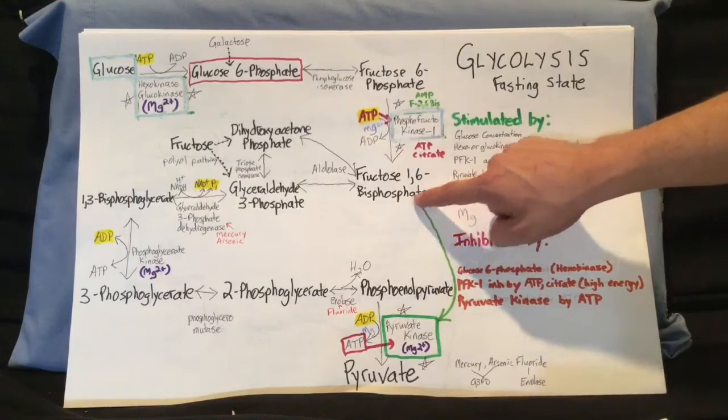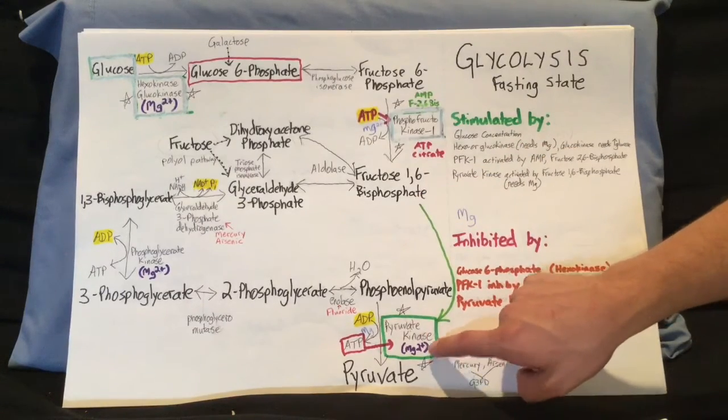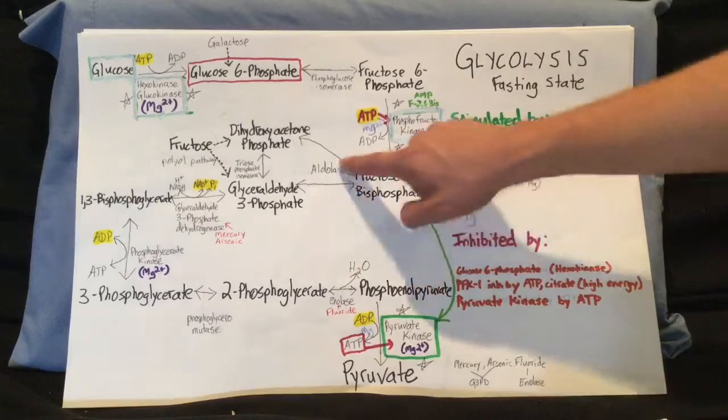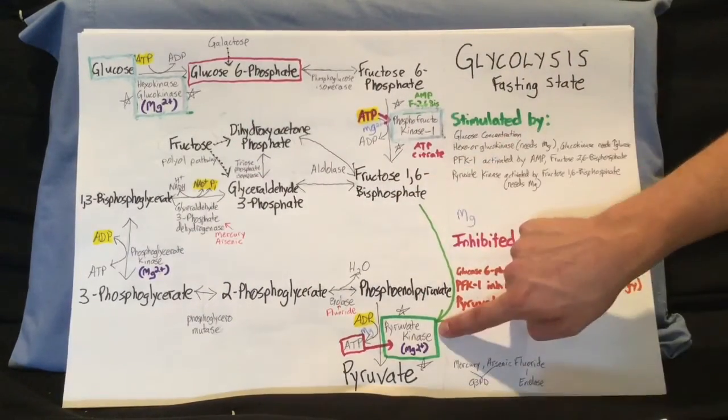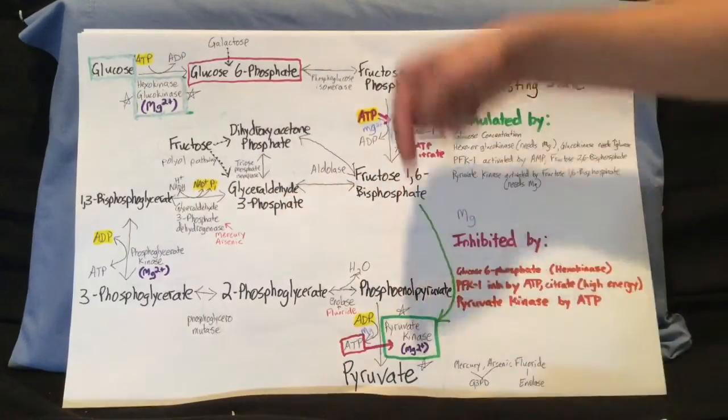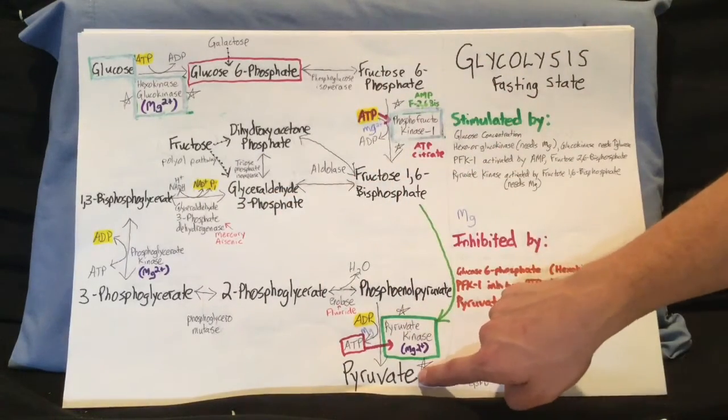So when we have a lot of this, the enzyme is going to be activated because remember, this is the committing step to the rest of the pathway. So if we've got a lot of this, we need to activate this to make sure all this goes through into pyruvate and the TCA cycle.